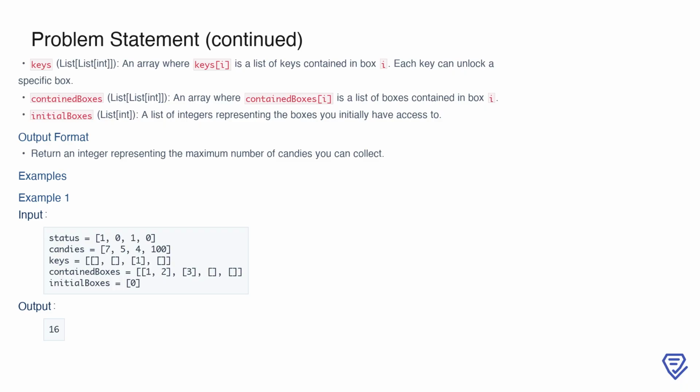Similarly, the contained boxes array lists the boxes inside each box, meaning containedBoxes[i] contains the indices of boxes that are accessible only after opening box i. Finally, the initial boxes list specifies the boxes you start with. The output for the problem is a single integer representing the maximum number of candies you can collect based on these inputs. Let's explore some examples to understand these rules better.